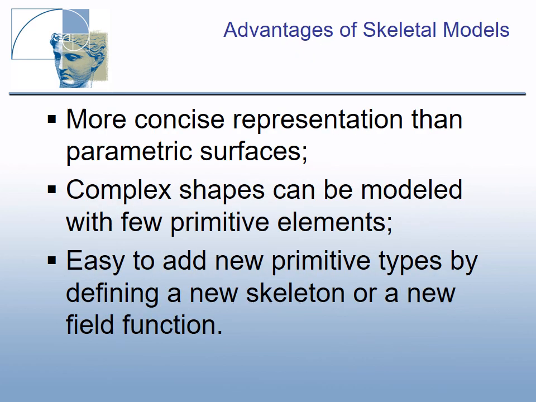Skeleton surfaces have more concise representations than parametric surfaces. The above models made with parametric surfaces would require much more memory to store and much more time to make. Complex shapes can be modeled with few primitive elements, especially with convolutions. It's easy to add new primitive types to blobby or metaballs. You only need to define a new skeleton or a new field function. However, it's not easy to extend the set of convolution surface primitives, because it needs integration in the analytical form.